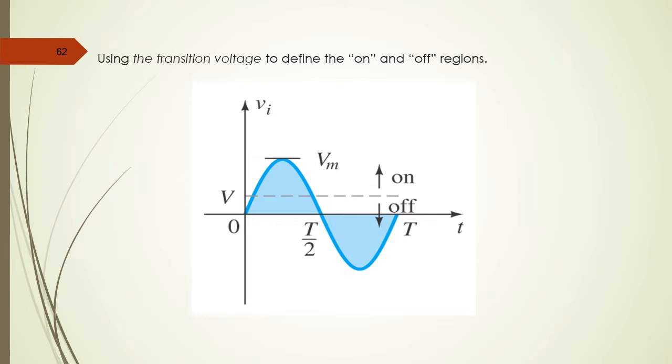Okay, so we have a sinusoidal waveform, using the transition voltage to define the on and off regions. This is the transition voltage that we want to determine. This will determine whether this is on, and the region below will be off. So when it is on, this is the allowable part, and when it is off, this is the part that will be clipped away.